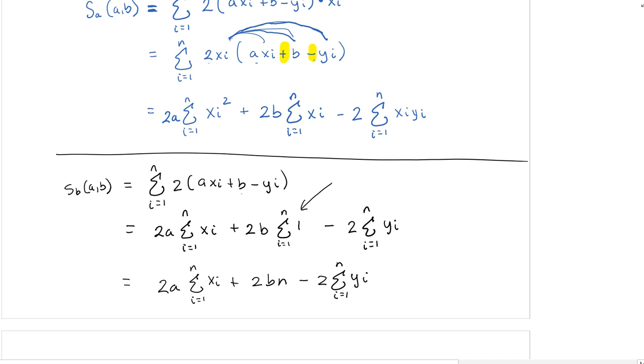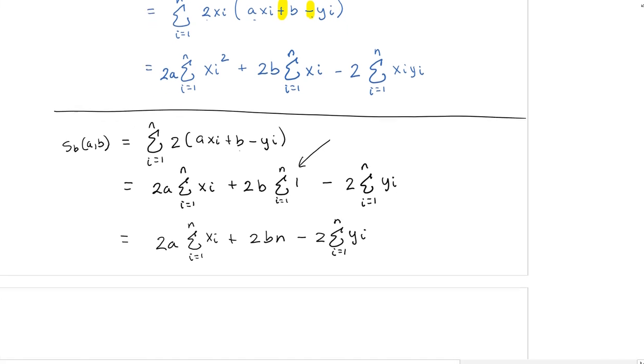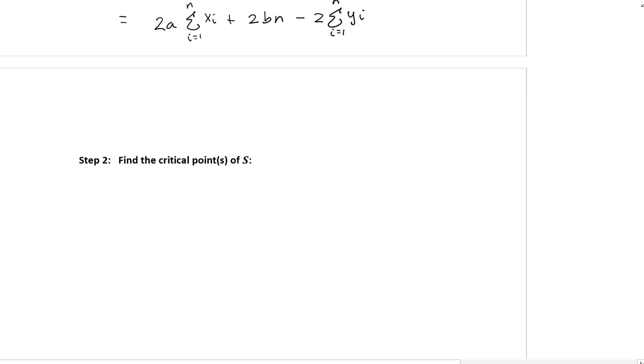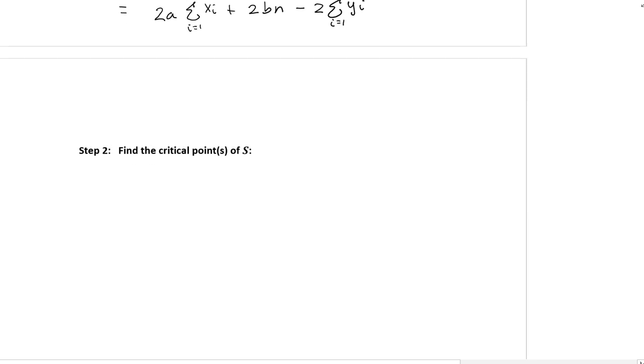So we're minimizing our function that is calculating the sum of square errors. We have the partial derivatives, so thinking to what we've done in class, we're going to find the critical points for this function. And how do we do that? We set our partial derivatives, s sub a and s sub b, equal to 0. So what does that look like?